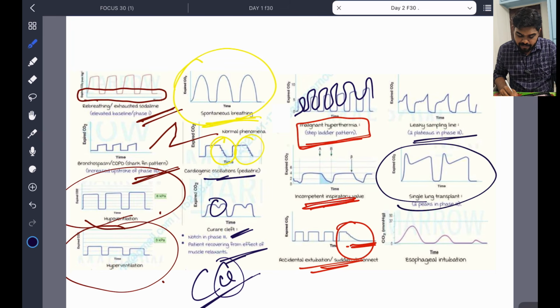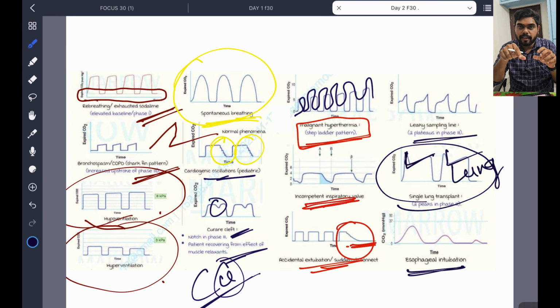And you can see something here. This is, I will write like L. This is lung, single lung transplant. Okay, and you can see instead of going into the lungs, it is going into the esophagus. It is esophageal intubation on capnography. So this capnography is very important.